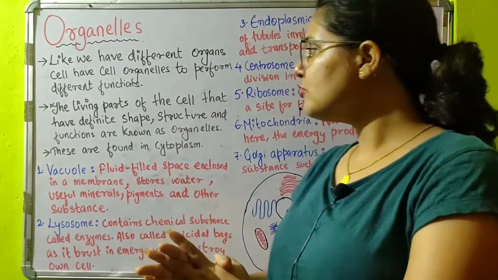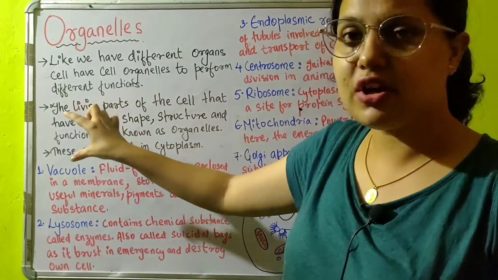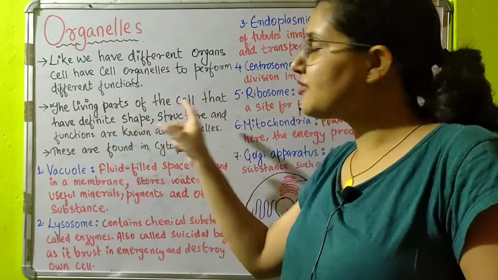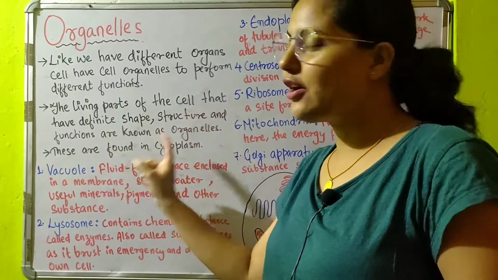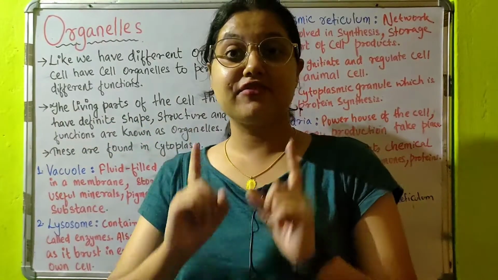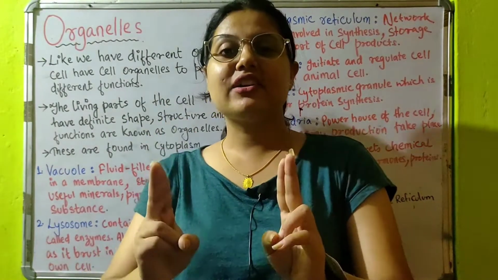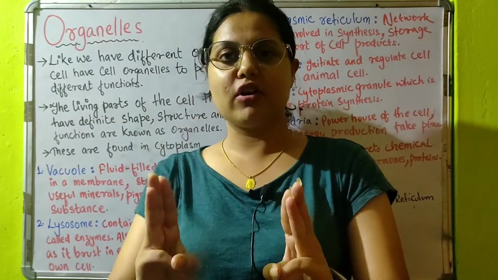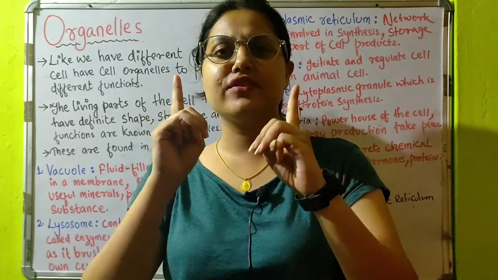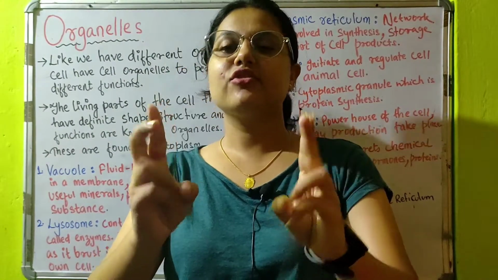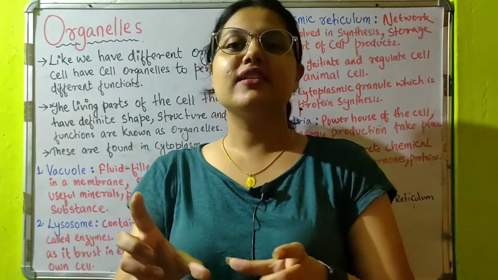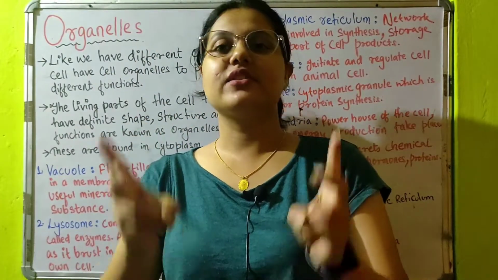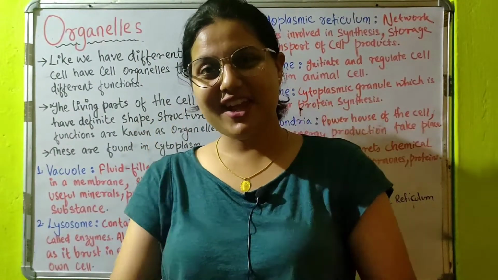First of all, you go to the definition here. Living parts of the cell that have definite shape, structure and function are known as organelles. They have definite shape, definite structure and definite function. Got it? Like our organs, they have definite shape, structure and function. In the same way, the cell also has organelles which have definite structure, shape and function.